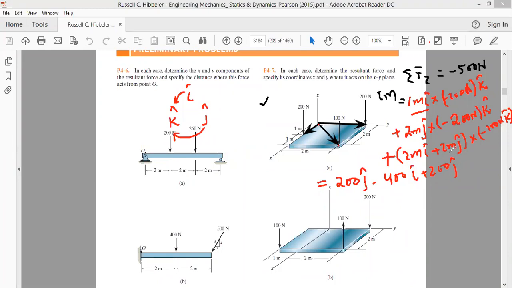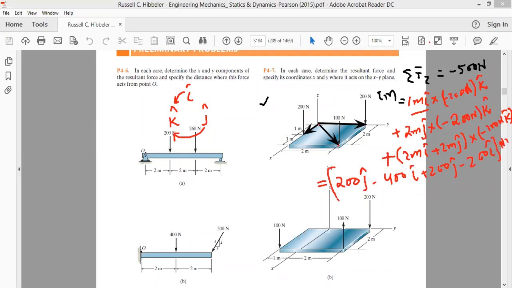Okay. And then we have 2 meter multiplied by 100. That is 200 Newton meter. Then it's j cross k. Again, j cross k is plus i, plus and minus is minus, so minus i cap. And the total units for all this are Newton meter.